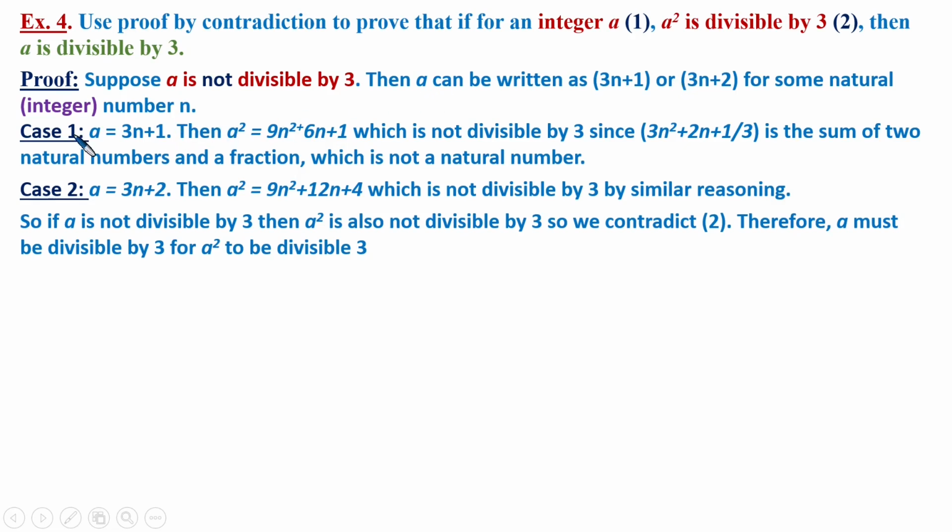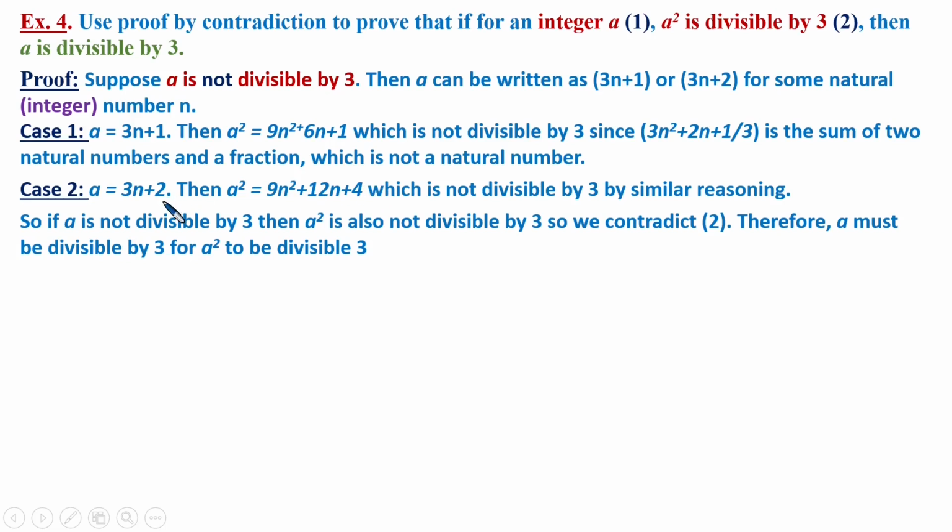Now there are two cases here. Case 1 is A equal to 3n plus 1, and case 2 is 3n plus 2. Now we will see whether it is divisible by 3. If I substitute this value of A, 3n plus 1, and expand it, I get some integers and some fraction. Since it is the sum of a natural number and a fraction, which is not a natural number, it is not divisible by 3.